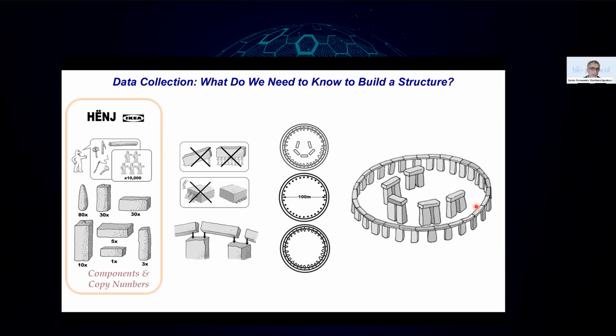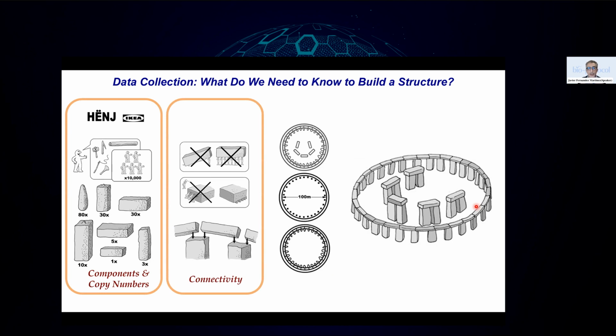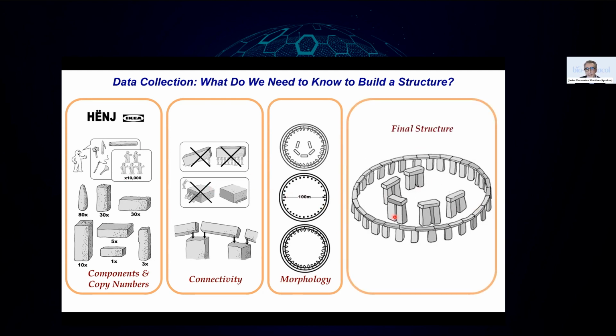First of all, you need to know which are the components and the copy numbers of your assembly. Next, you need to know how they are connected to each other, the connectivity. Finally, you need to know the morphology of the different parts and of the whole complex. And once you have all these different types of information, you can finally build the final structure.